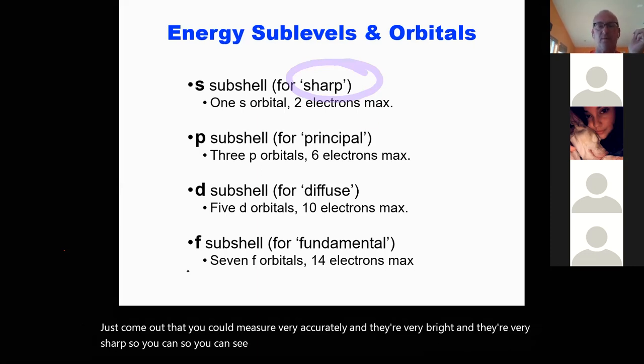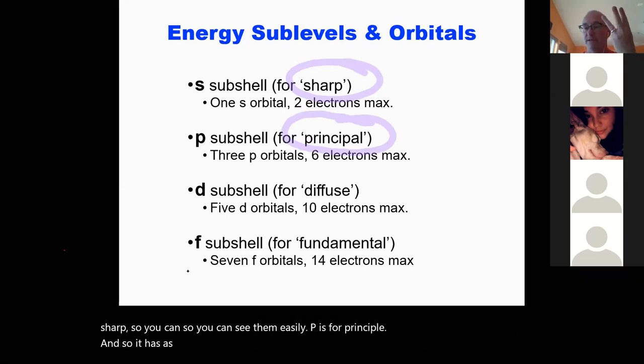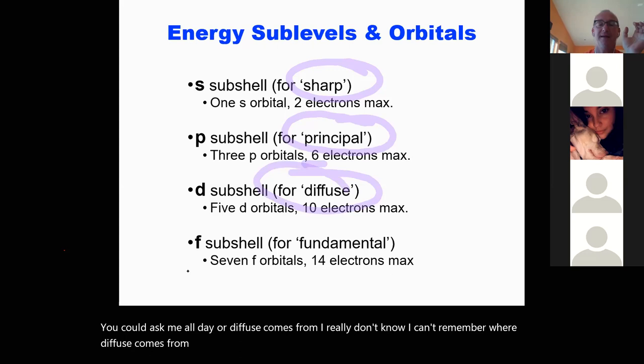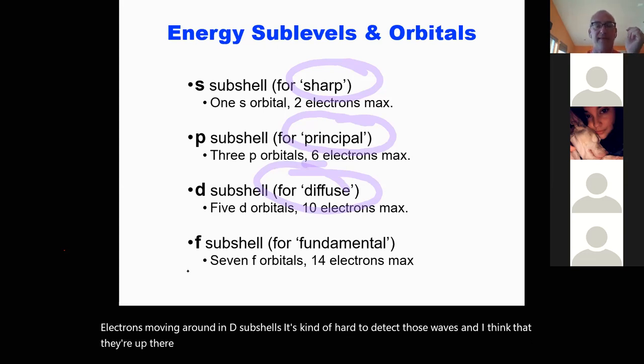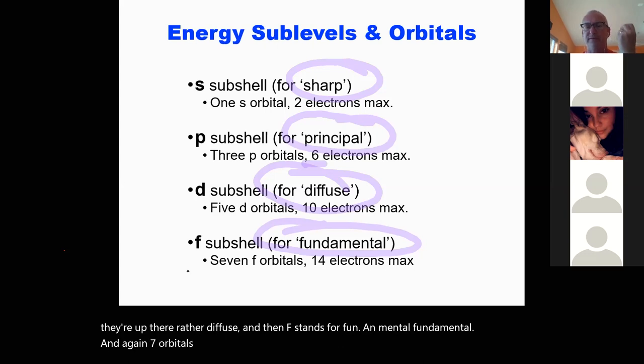P is for principal. And so it has, as I mentioned, three orbitals inside of it for a total of 6 electrons. D is for diffuse. Now, you could ask me all day where diffuse comes from. I really don't know. I can't remember where diffuse comes from, but D is for diffuse. Probably because electrons moving around in D subshells, it's kind of hard to detect those waves. And I think they're rather diffuse. And then F stands for fundamental. And again, 7 orbitals in F for a total of 14.